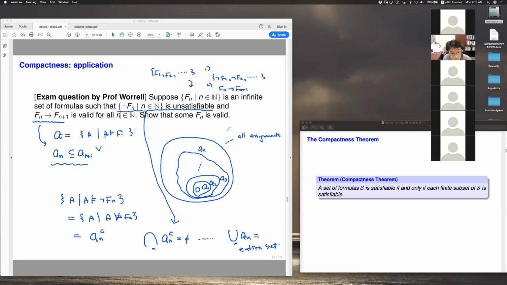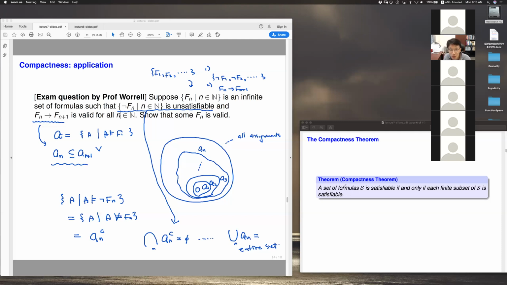The theorem says that if this is the case, there must exist some An that is identical to the entire set. A1 becomes larger when you go to A2, A2 becomes larger when you go to A3, and so on, and it will eventually cover everything. If that is the case, then some An should be equal to the entire set. That's what this theorem is telling us. Now I will give you 5 minutes to prove this theorem using the compactness theorem.